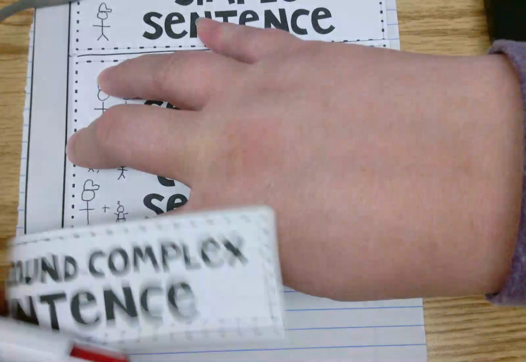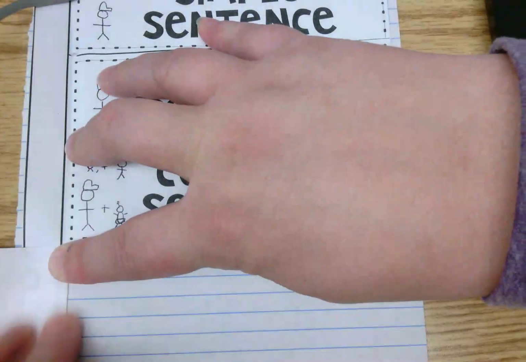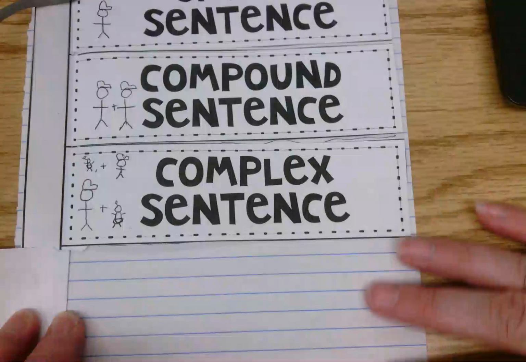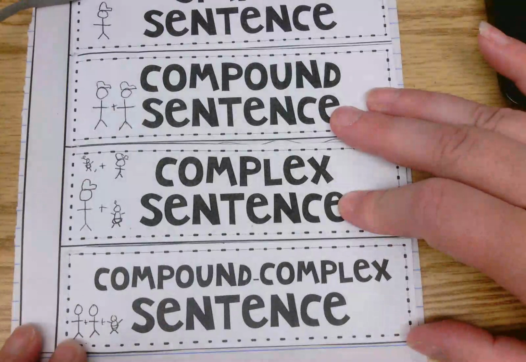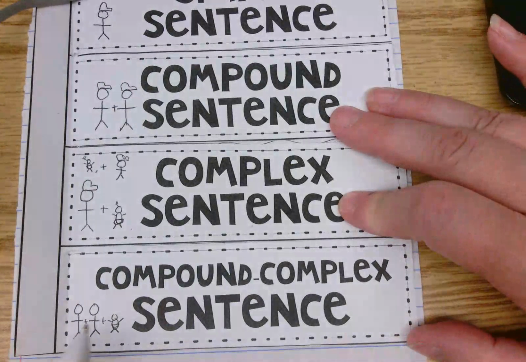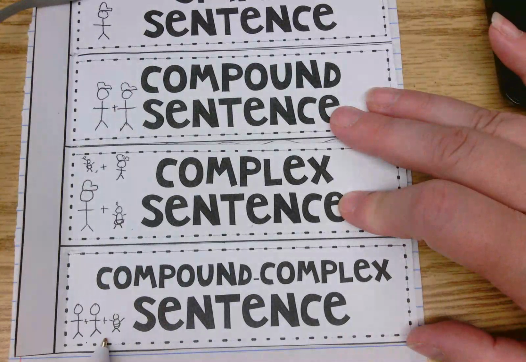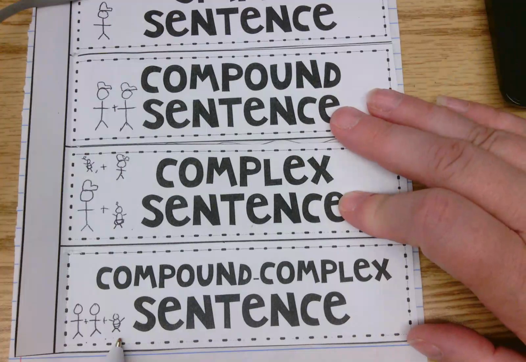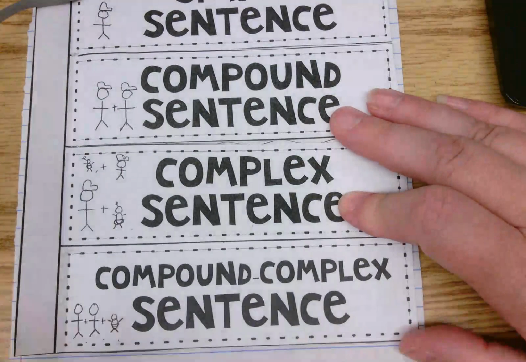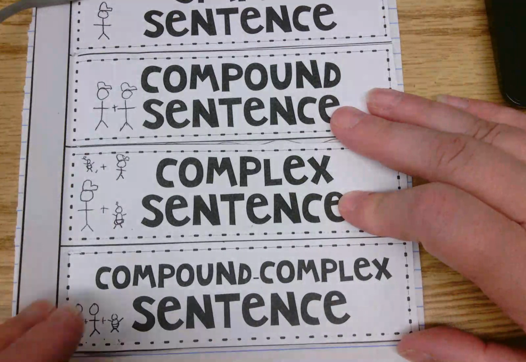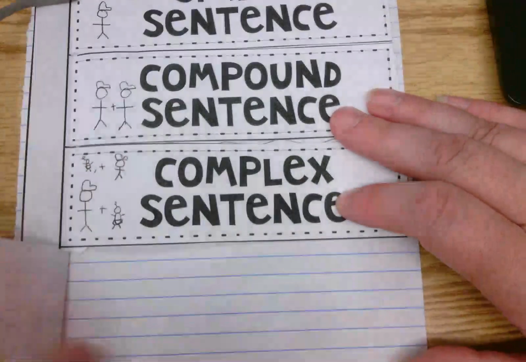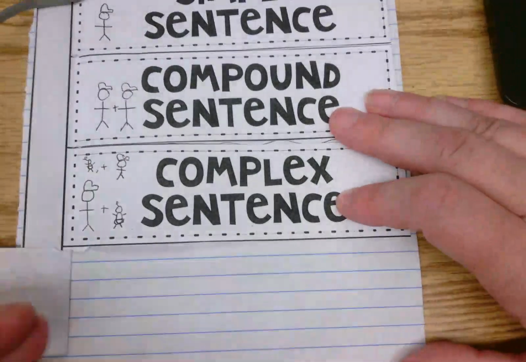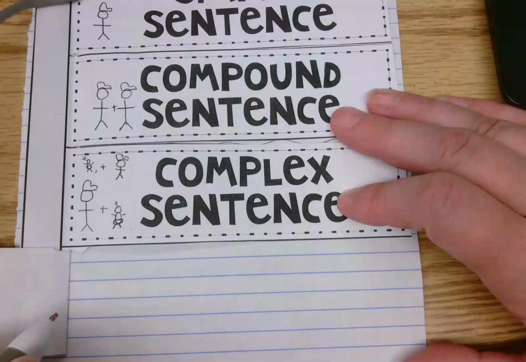All right. Compound complex sentences. We have two teenagers with a baby. They're babysitting together. This is a very rambunctious baby or toddler that needs two babysitters. Must be a nightmare for the baby.